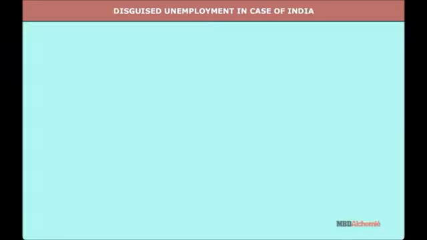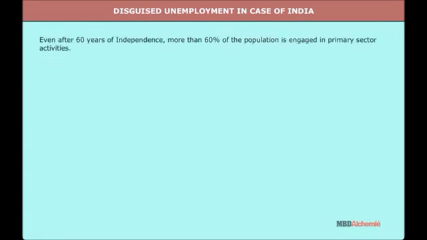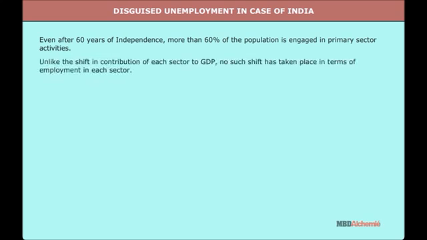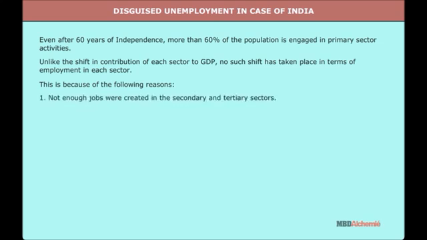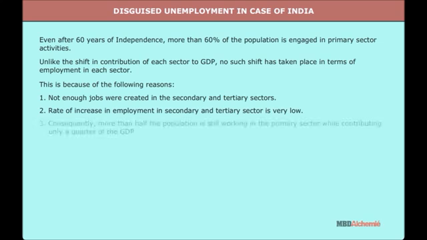Disguised unemployment in case of India. Even after 60 years of independence, more than 60% of the population is engaged in primary sector activities. Unlike the shift in contribution of each sector to GDP, no such shift has taken place in terms of employment in each sector. This is because of the following reasons. Not enough jobs were created in the secondary and tertiary sectors. Rate of increase in employment in secondary and tertiary sector is very low. Consequently, more than half the population is still working in the primary sector, while contributing only a quarter of the GDP.